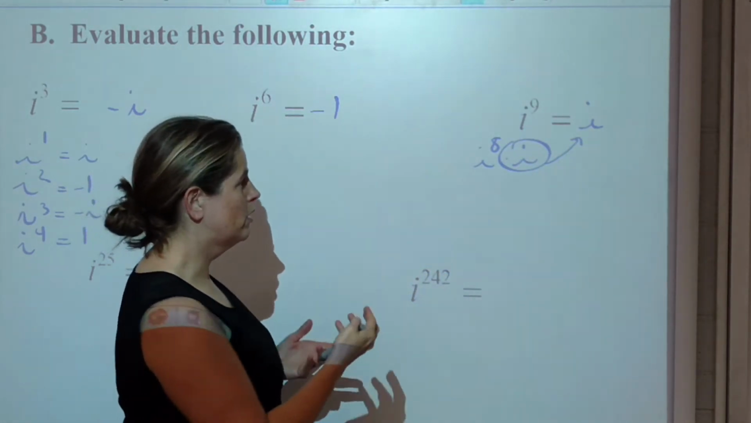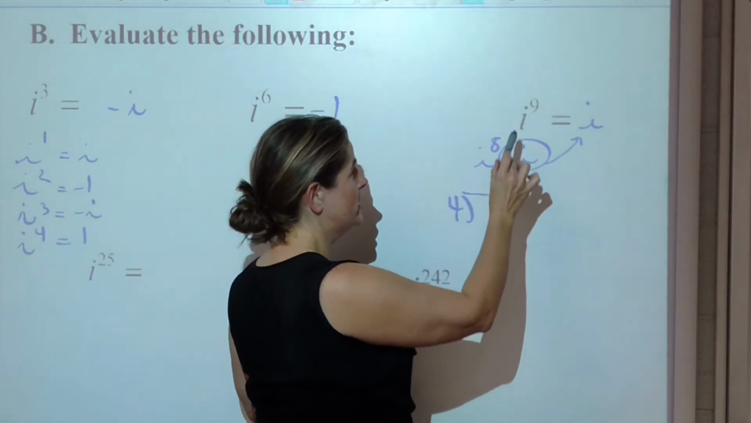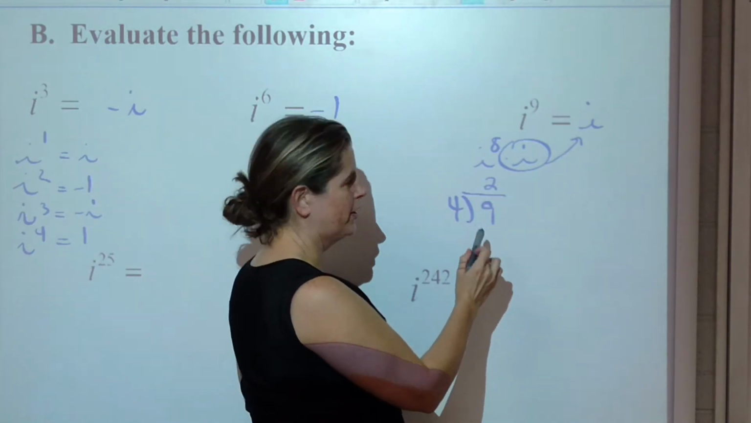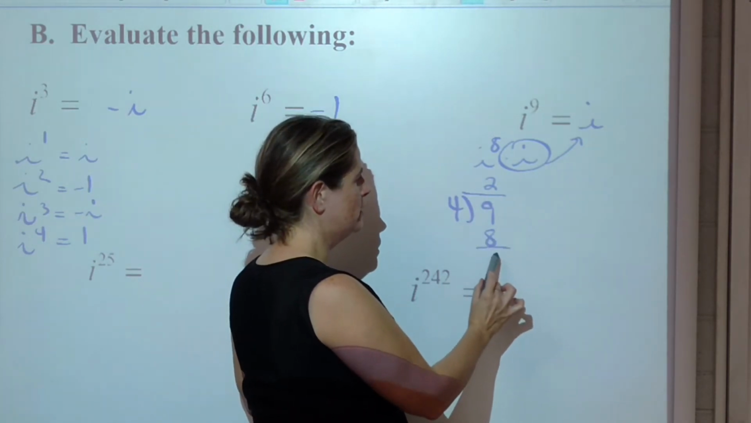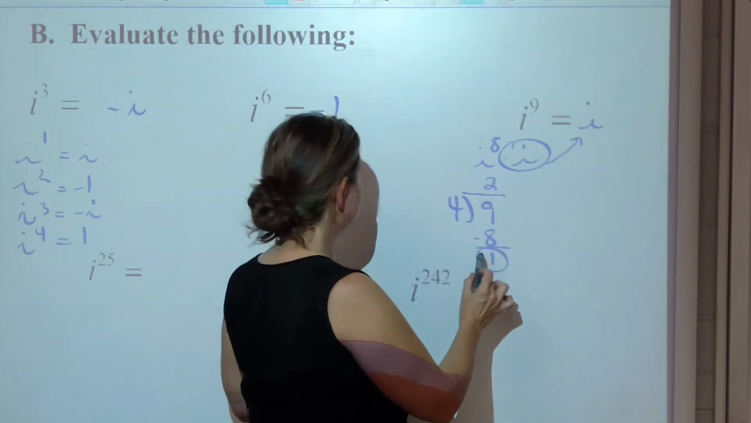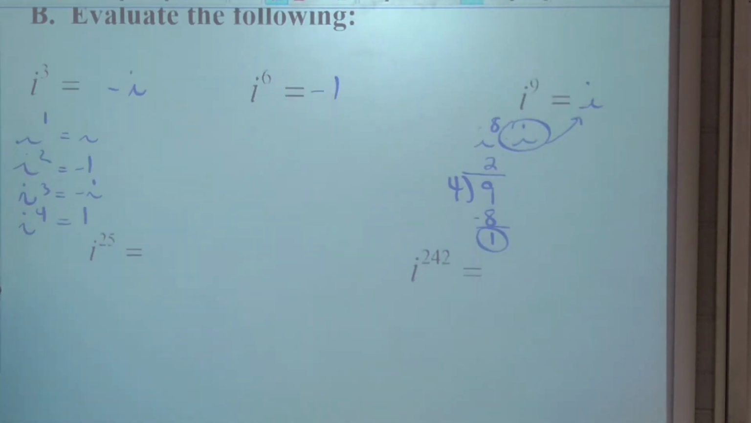Another way of doing it is long division. Since it's a cycle of 4, we can divide 4 into its exponent. 4 goes into 9 2 times. We really don't care how many times. It's the remainder that we're interested in. So you get a remainder of 1. That tells you to go to i to the 1st. One way of doing it.